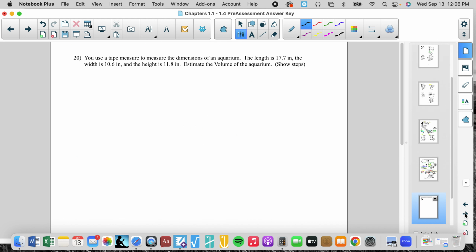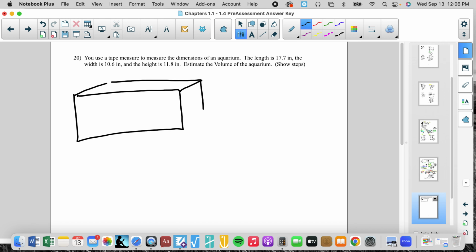Last one: you use a tape measure to measure the dimensions of an aquarium. Okay, so I have an aquarium. An aquarium kind of looks like this, speaking of fishes. Hope that mako shark's not in there. So we have an aquarium. Let's make it blue.